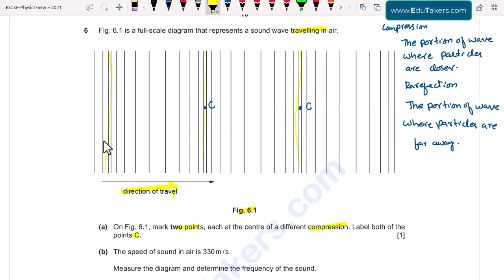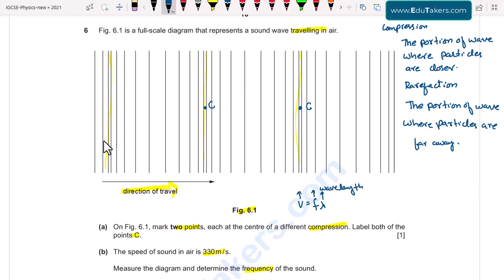Part B. The speed of sound in air is 330 meters per second. Measure the diagram and determine the frequency of sound. Here we have to calculate the frequency of sound. The speed of sound is given and the wavelength we have to calculate from the figure. So first of all we know the formula v = f λ. Here v is speed, f is frequency and λ is wavelength.